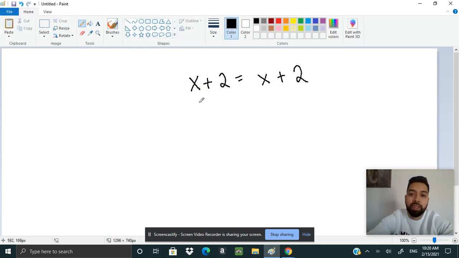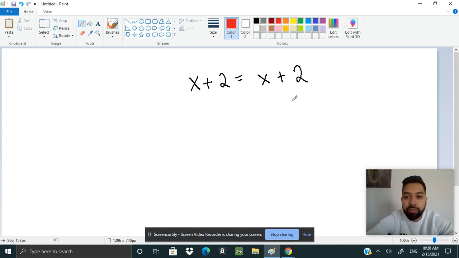So let's take a look here. Here's x plus 2 equals x plus 2. The first thing that I want you to observe is that this equation is exactly the same on the left side and the right side. When that happens, that already tells you that these are going to be many, many solutions. But let's take a deeper look as to why.